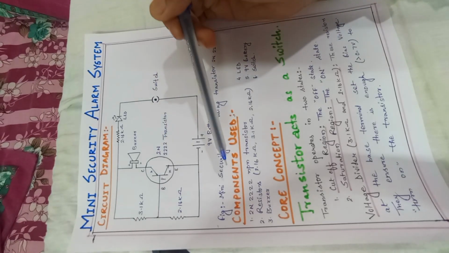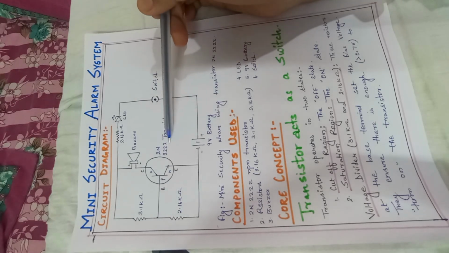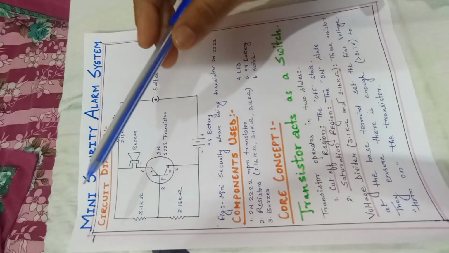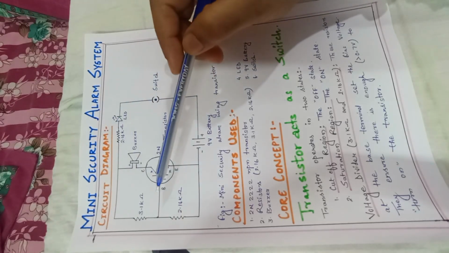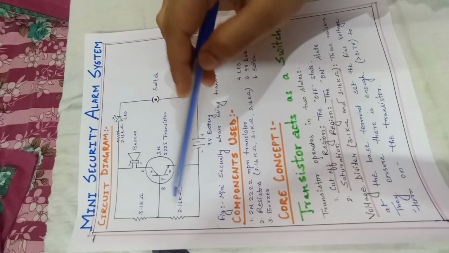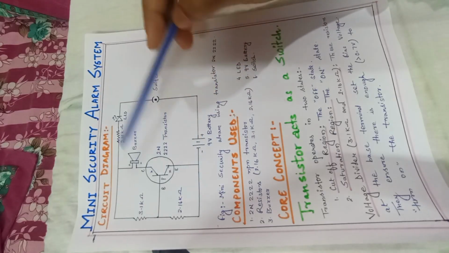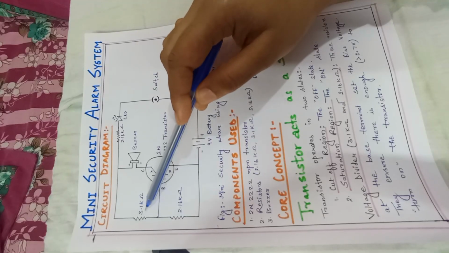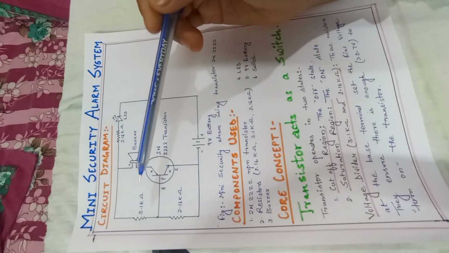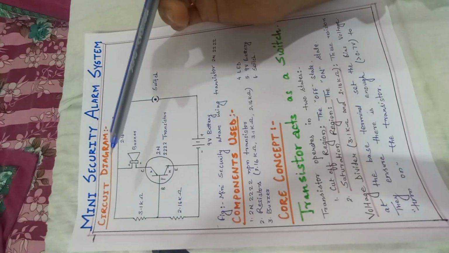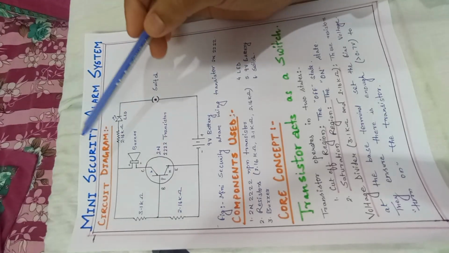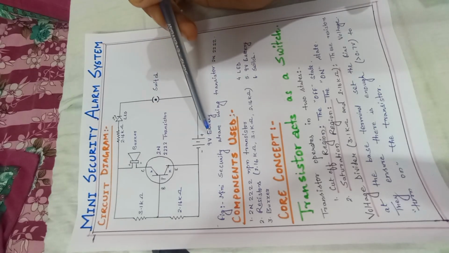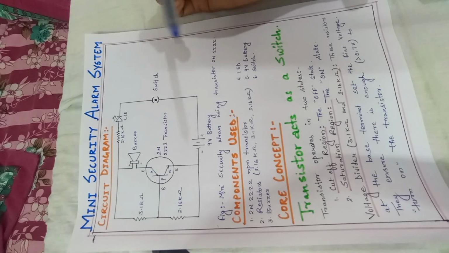For that we need components like the 2N2222 NPN transistor. This is a BJT, that is, a bipolar junction transistor, and we are using three resistors here. We are taking two 2.16 kilo ohm resistors and one 3.1 kilo ohm resistor. This is the arrangement of a voltage divider, and for output we are taking a buzzer and an LED. This is the switch, and a 9-volt battery for the source power supply.